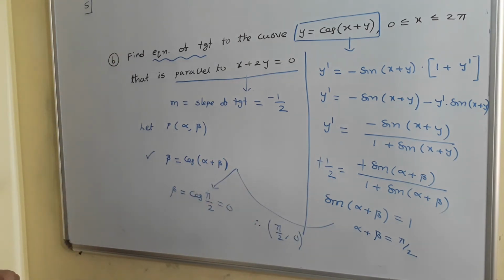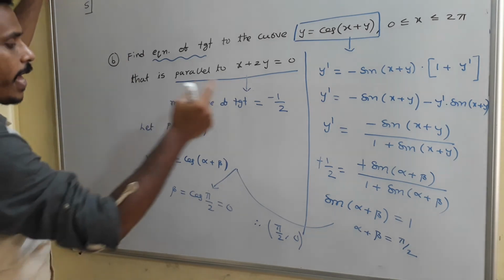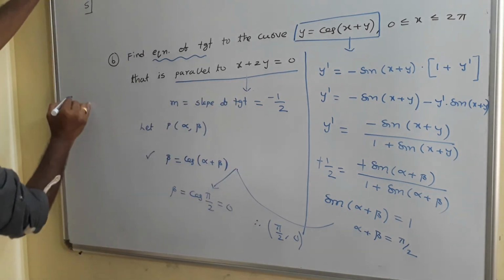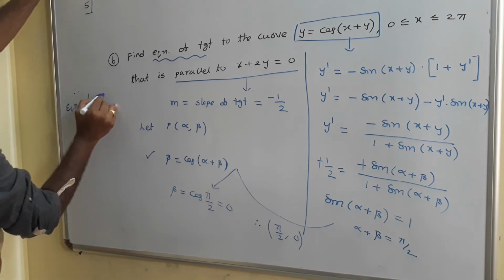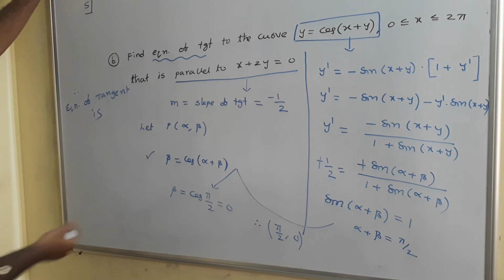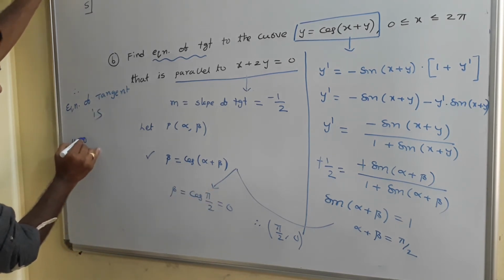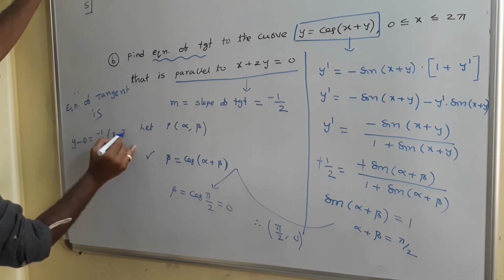At the end, what is the task? The task is very simple. To find the equation of the tangent, we have the slope as well as the point. So therefore, the equation of tangent is, since I have no space, I am using this: y minus 0 is equal to the slope, minus 1 by 2, into (x minus pi by 2).